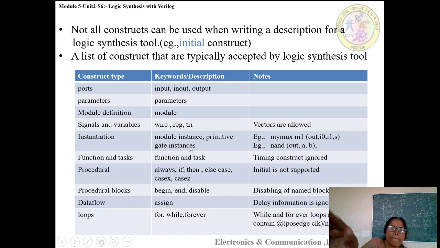Here, MyMux M1: M1 is an instance name, and MyMux is the source code, the module definition that you have written. MyMux is the actual source code and M1 is an instance. Then these are the input and output lists of signals, and here registers and wires we are going to take. And NAND is a primitive instance we are using. And for function and task, we use the keywords function and task.